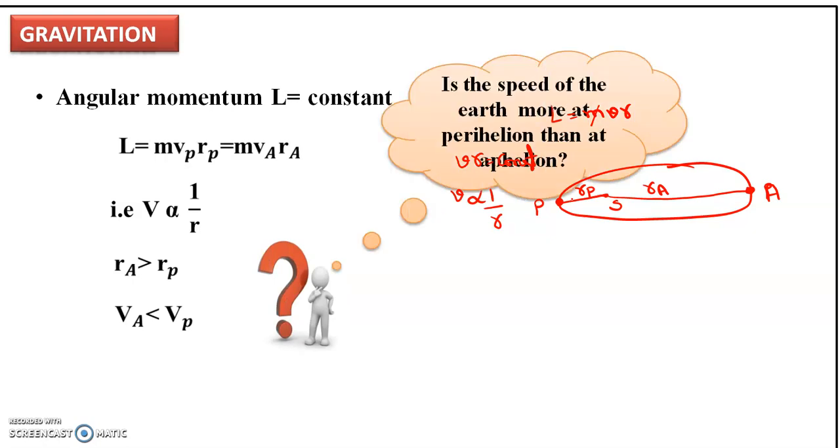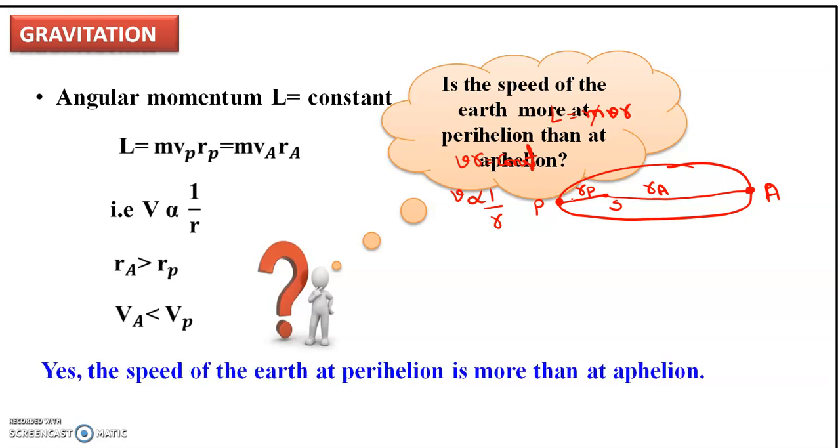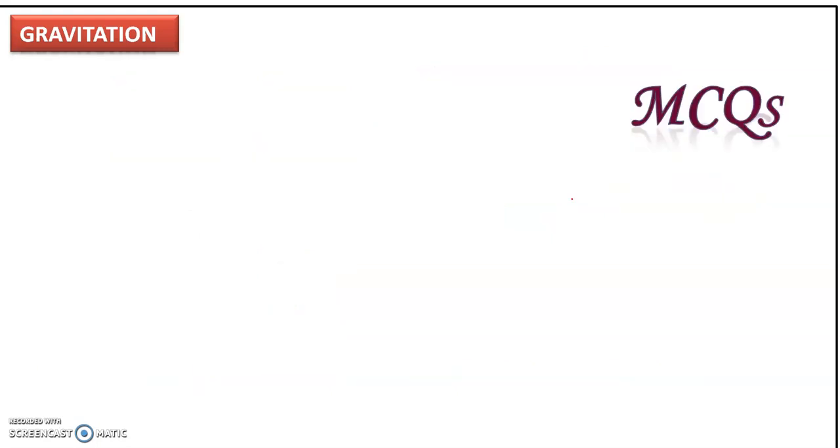Is the speed of the earth more at perihelion than at aphelion? Yes. The speed of earth at perihelion is more than at aphelion. Why? Because the perihelion point is the closest point.